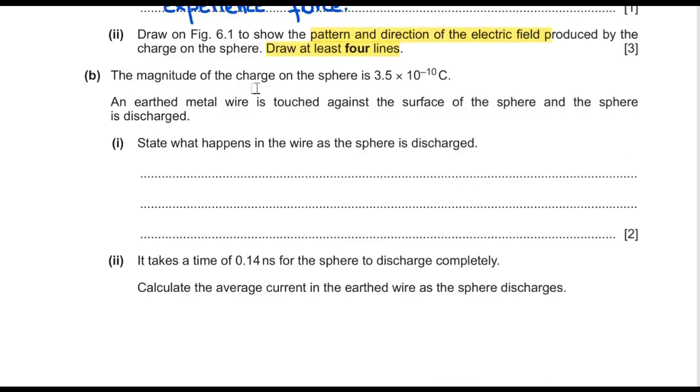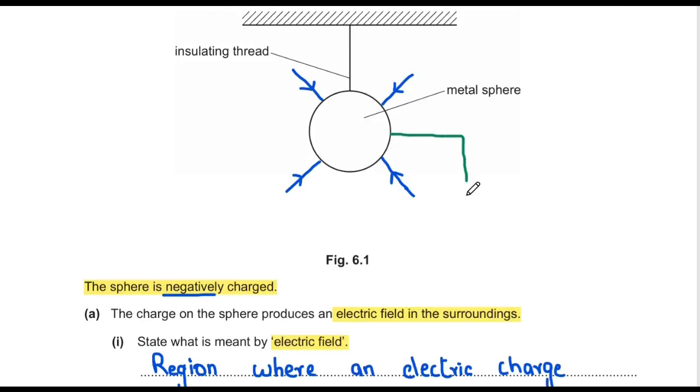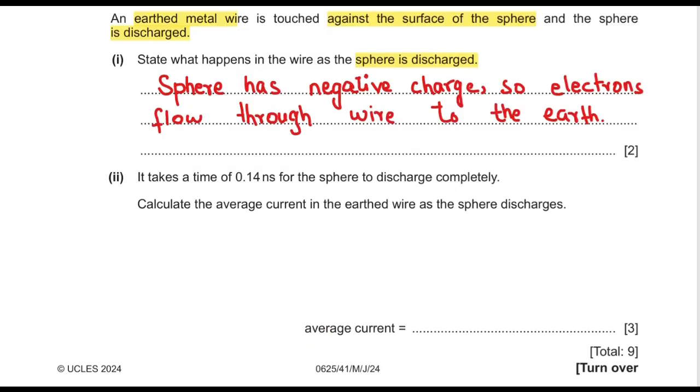The B part says the magnitude of the charge on the sphere is 3.5 into 10 raised to power negative 10 coulombs. An earth metal wire is touched against the surface of the sphere and the sphere is discharged. State what happens in the wire as the sphere is discharged. So we are connecting a wire and grounding it, and all the negatively charged particles will start flowing towards the ground and the sphere will get discharged. So the sphere has negative charge, so electrons flow through the wire to the earth.